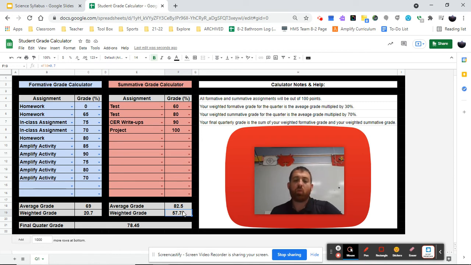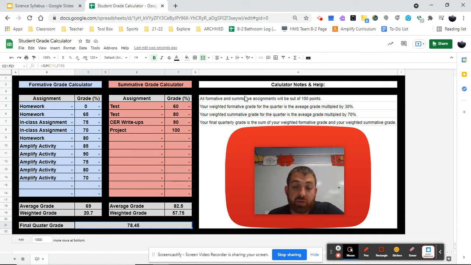Now, when we look at these two weighted grades, these are obviously showing that, yes, formatives are valued more than summative grades, but your final quarter grade is the sum of your weighted formative grade and your weighted summative grade. So we add those two together, and your final quarter grade would be 78.45. So when you look at these, you can play with the numbers, you can play with the type of assignments, see what sort of things that you'll get. And as you go through this, you can use this calculator to get an idea of what kind of grades you'll get throughout a quarter.